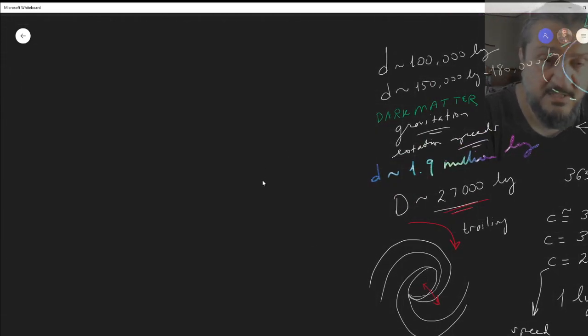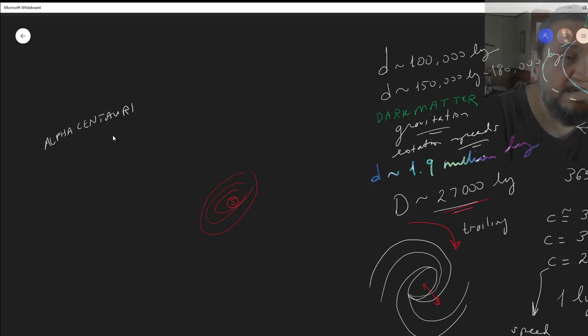So this is our Sun with the planets around it. But the nearest star, I'm just making a sketch here, I'm not showing you a to-scale picture. There is a star group called Alpha Centauri. Now there are three stars: Alpha Centauri A, Alpha Centauri B, and Alpha Centauri C. And C is also called Proxima Centauri.